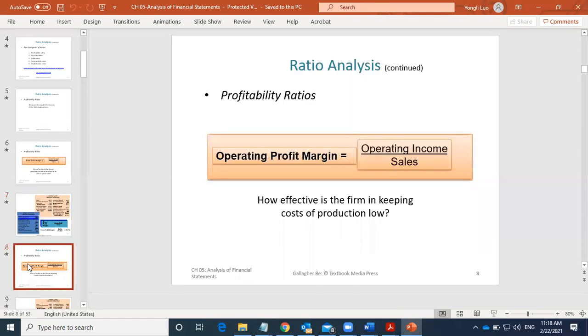Next we talk about operating profit margin. Operating profit margin is your operating income divided by your total sales or total revenue. Why is operating income, operating profit, important? Because that's your main business. Okay, you are doing hamburger, you're selling hamburger, that's your main business.